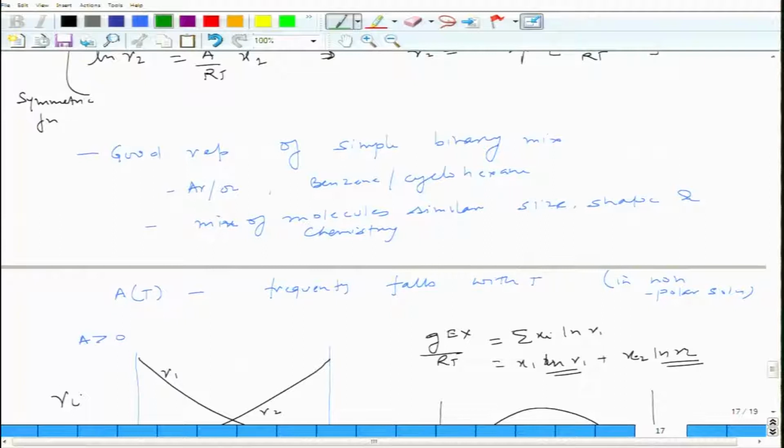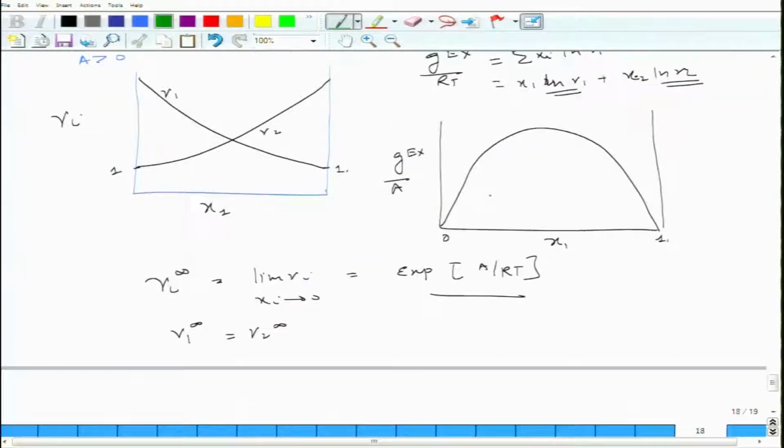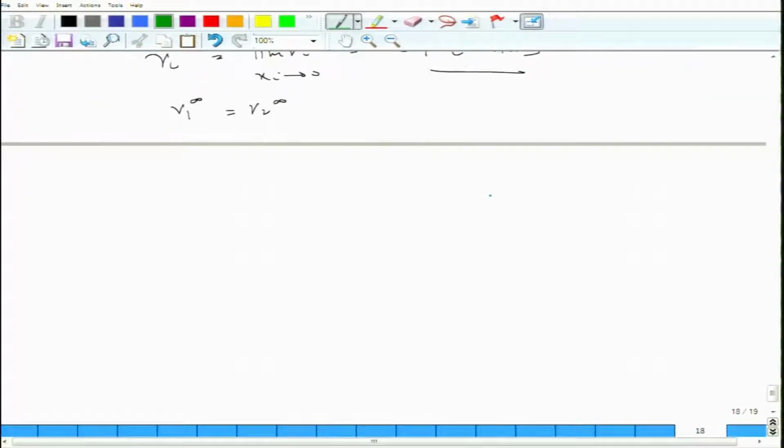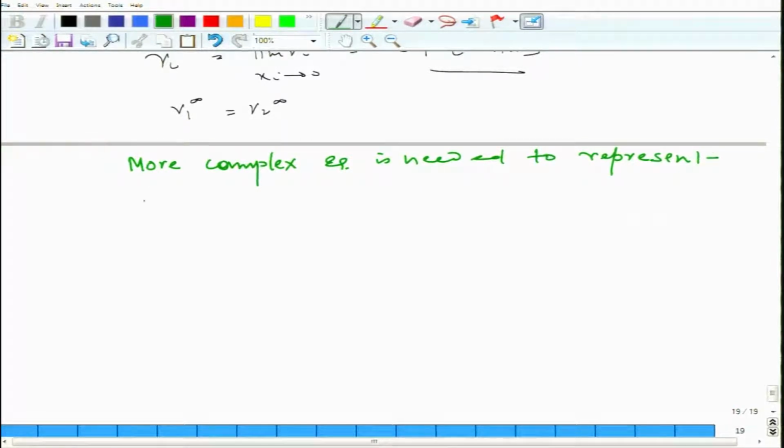These are molecules which have similar size, shape and chemistry. But if you have deviation from these characteristic properties or similarity, then you may have to consider more complex relations. In other words, more complex equations are needed to represent G^E of a binary solution adequately.